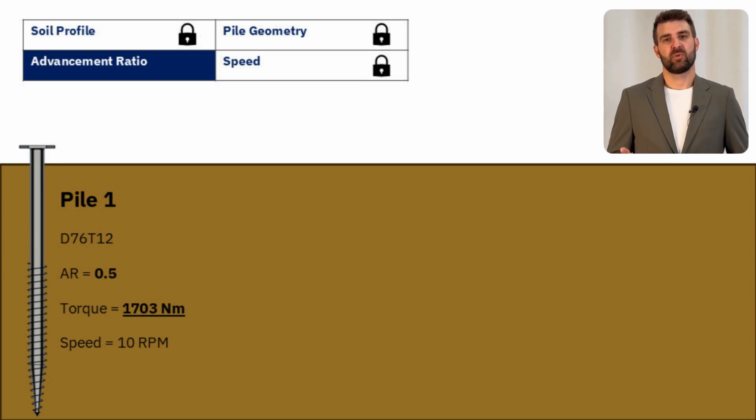Pile 1 was installed with an advancement ratio of 0.5, meaning it rotates twice before going the height of the pitch down into the ground. It measured a torque of around 1700 Nm during the last rotation and was installed at 10 RPM. In these tests we control the soil profile, pile geometry and speed, so they are the same for all 4 piles, where the only thing we actually vary is the advancement ratio.